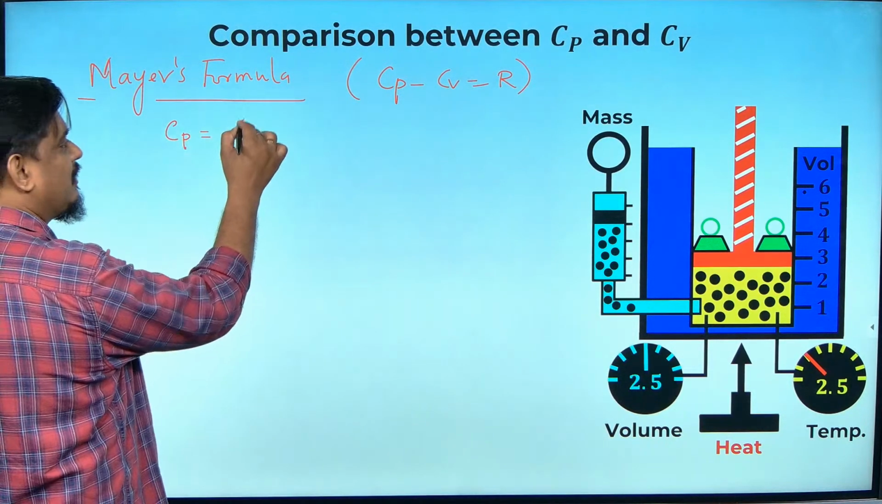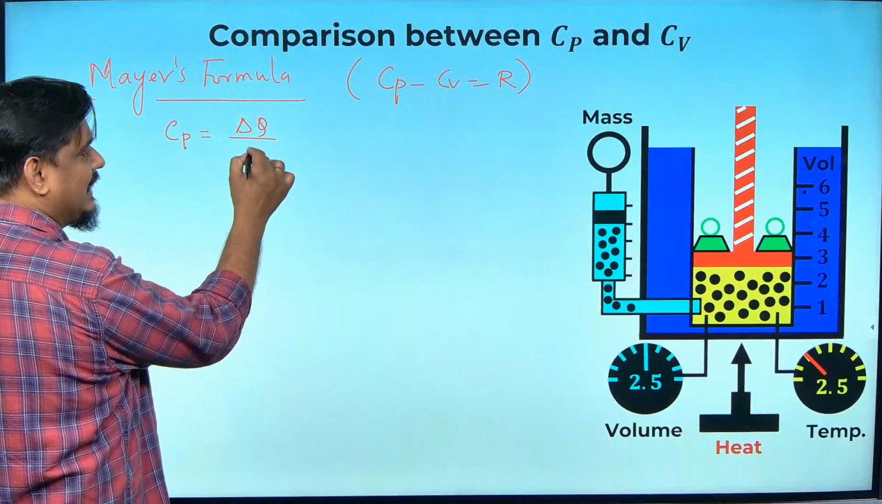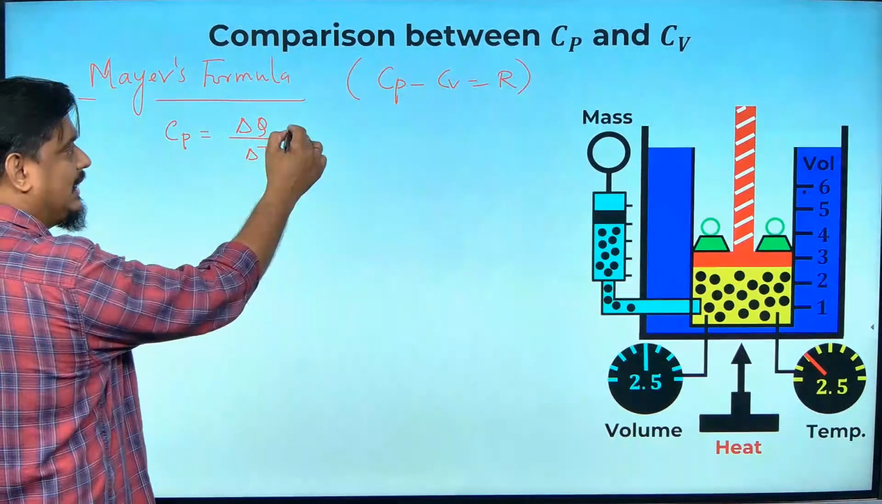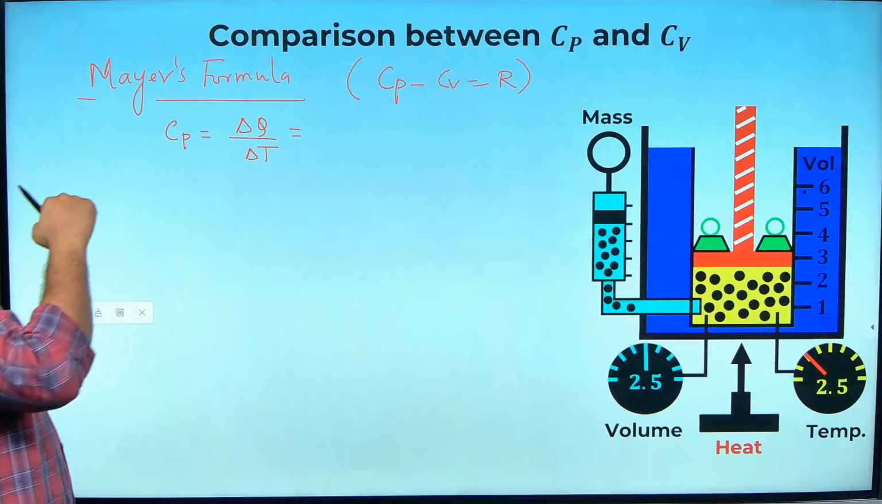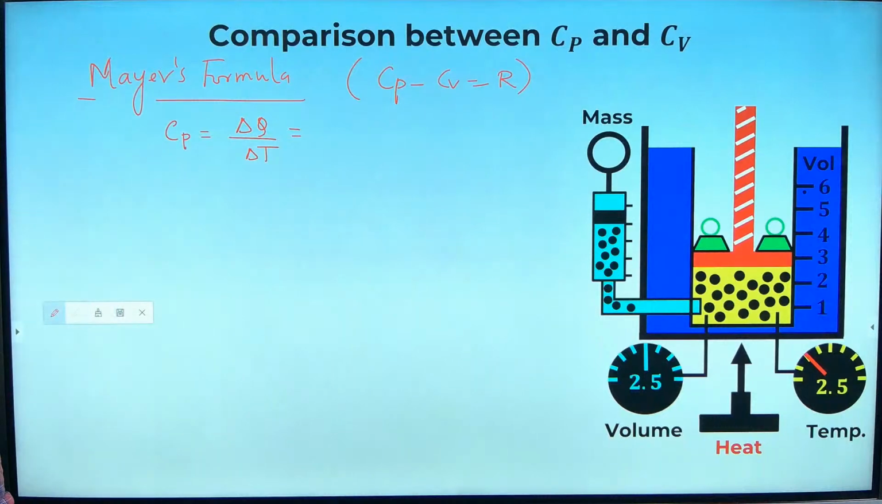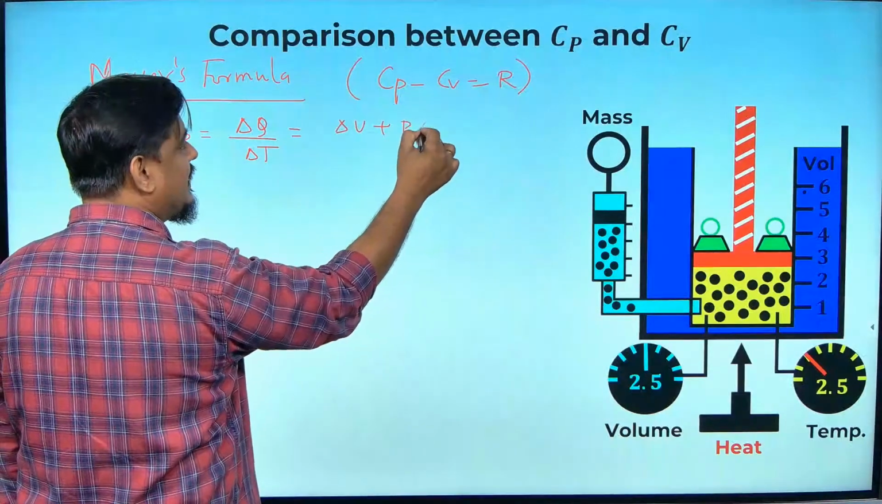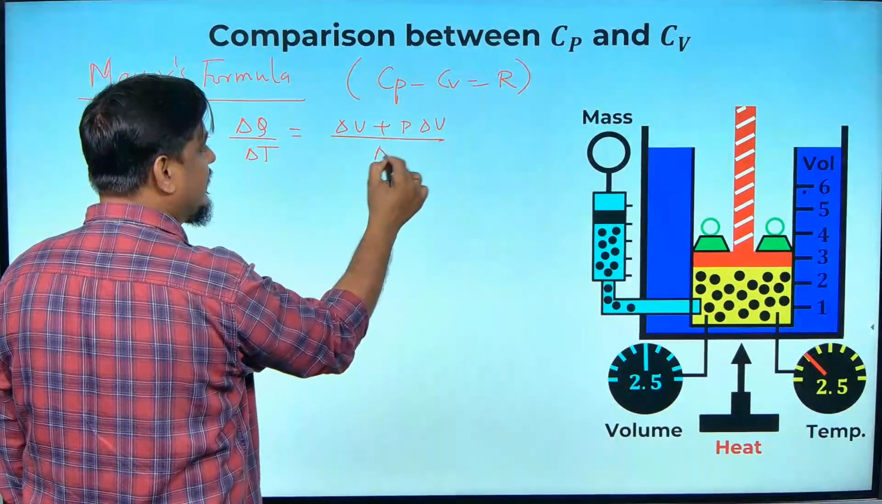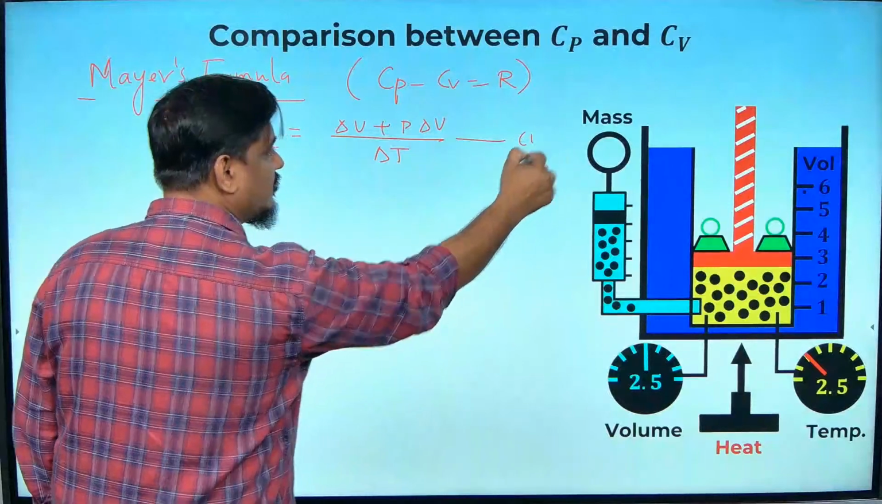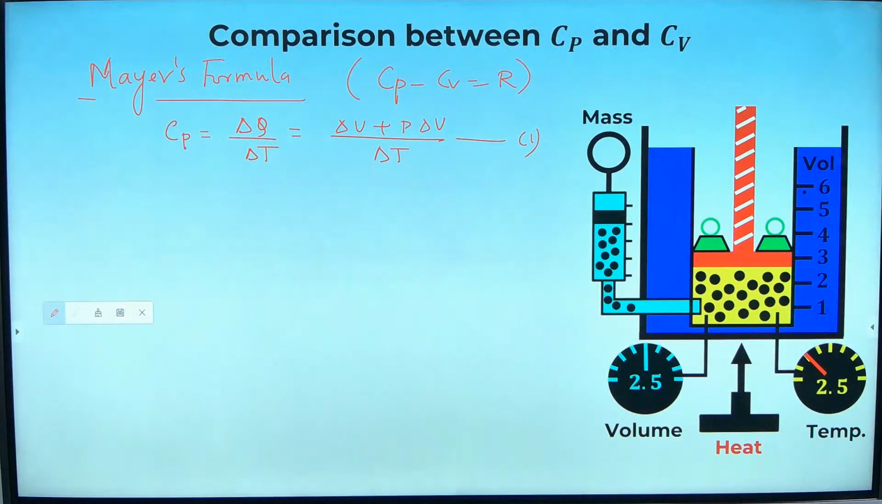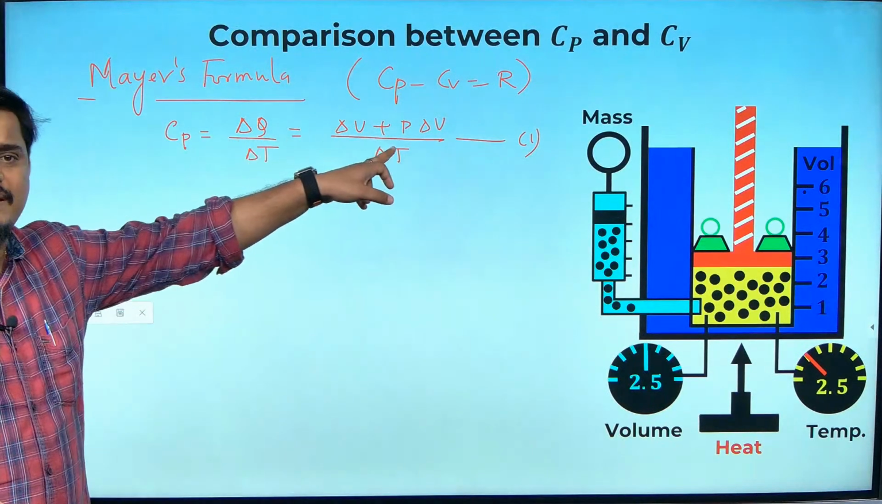And I told you Cp, now the formula is del Q by del T. This is the common formula. And then in this case, what is del Q? Del Q will become equal to del U plus P del V. At constant pressure, it will become equal to (del U plus P del V) by del T. Am I right? Equation 1. Any doubt in this? Very basic thing I am doing. I am using the first law of thermodynamics.